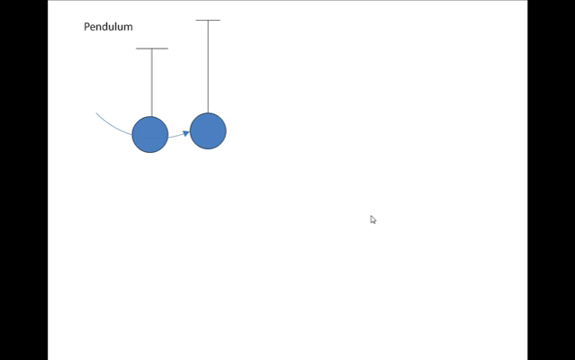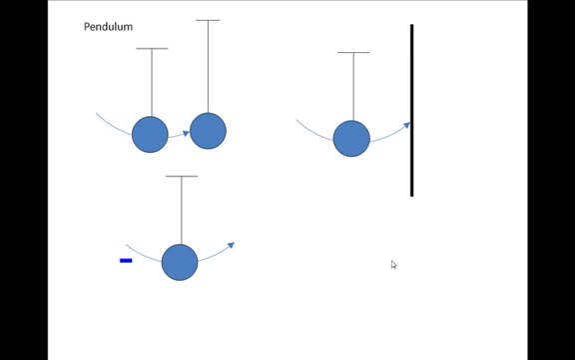Then there are problems on pendulum. The pendulum bob is treated as a particle. Then one pendulum may hit another, one pendulum may hit a wall, a bullet may hit a pendulum, or a pendulum may hit a particle on the ground.